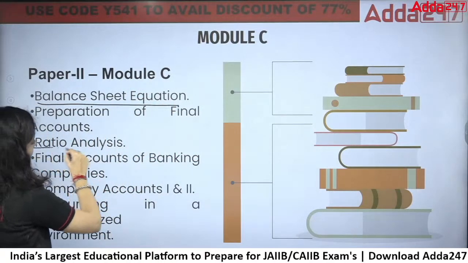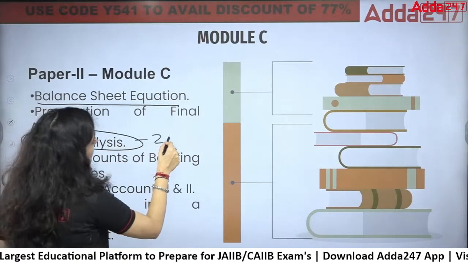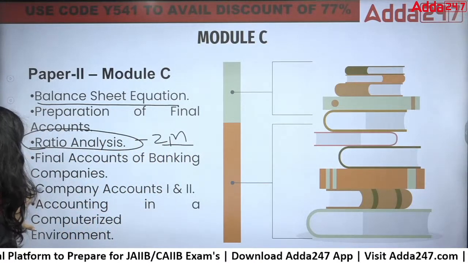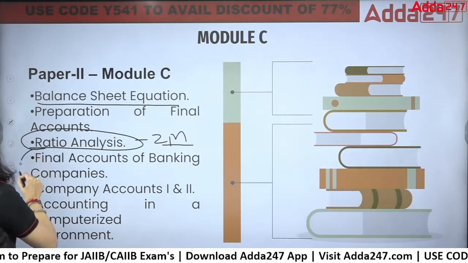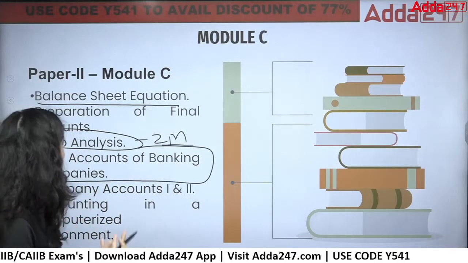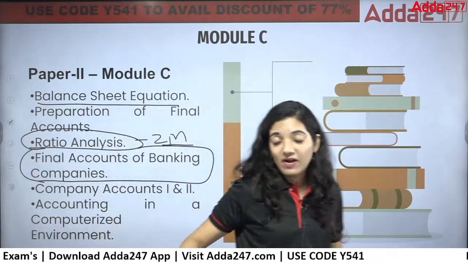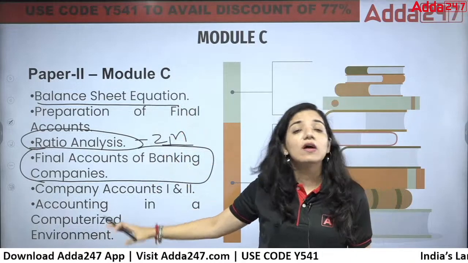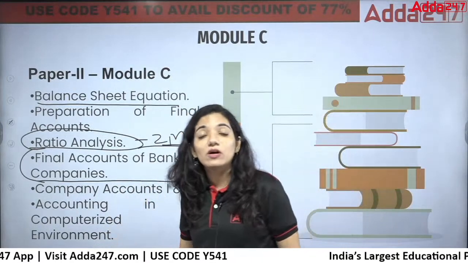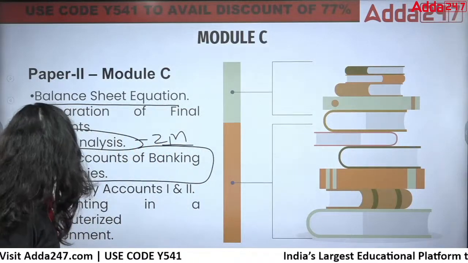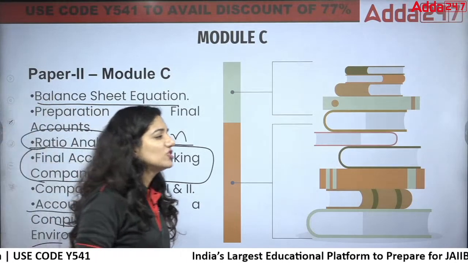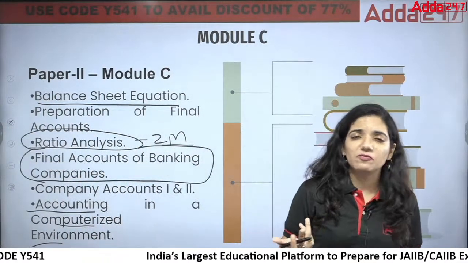Then we have the area of ratio analysis. 2-marker questions are definitely expected from this area. Then final accounts of the companies as well as accounting in a computerized environment. I think I'll go with these two areas for a 2-marker question. While for the balance sheet and the accounting environment, there can be a 1.5-marker or 1-marker question from module C. These two areas, accounting in the computerized environment as well as the balance sheet, even the balance sheet equation, can be taken up in terms of 1-marker questions.